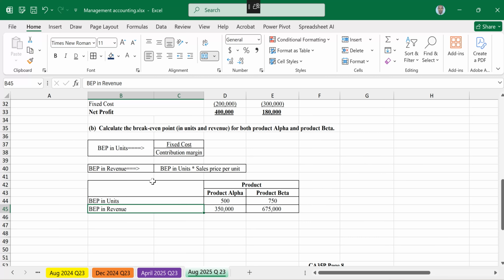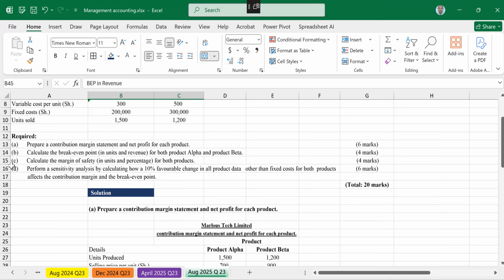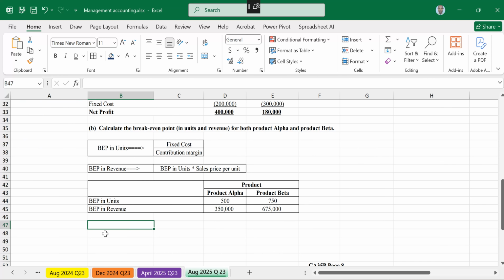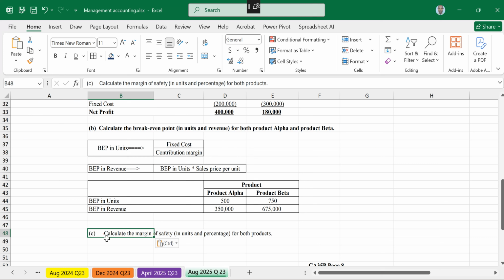Number C of the question, calculate the margin of safety. So that is margin of safety for both products, in units and in percentage.